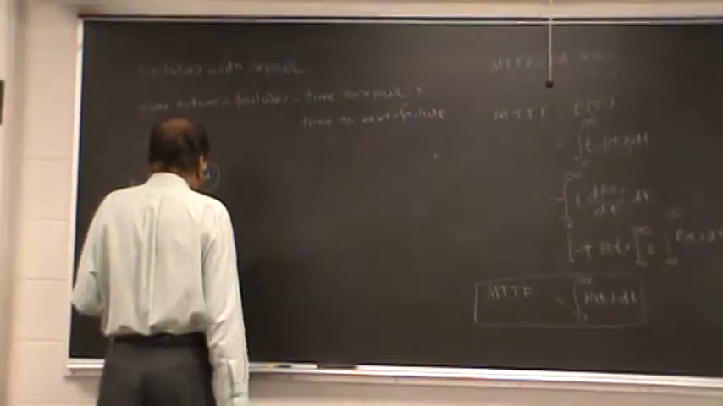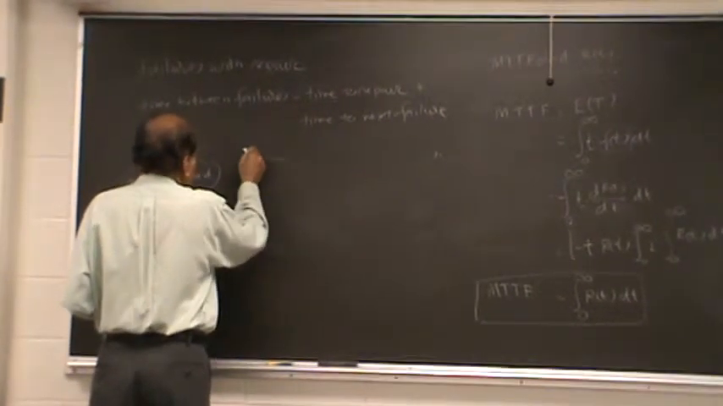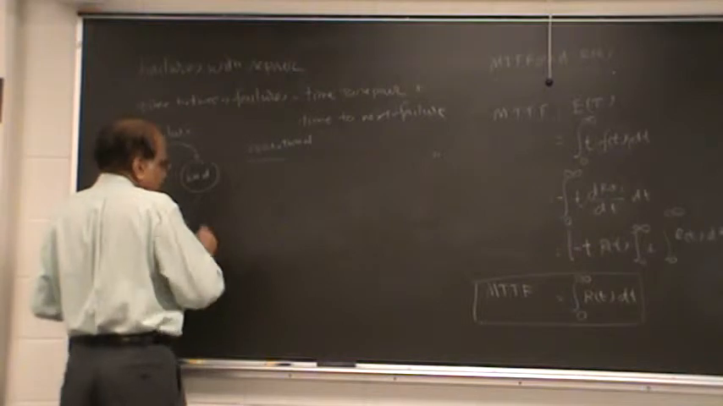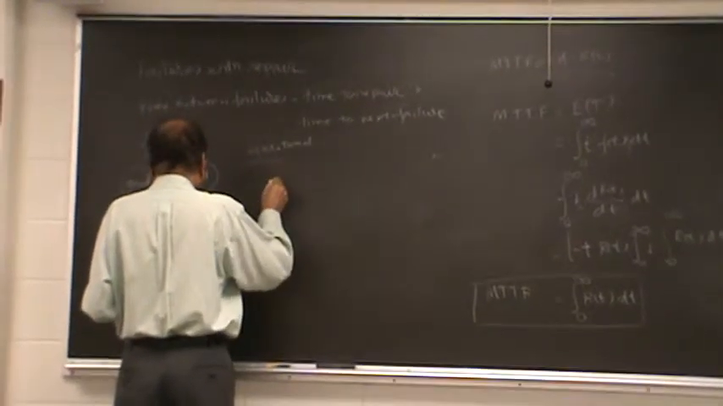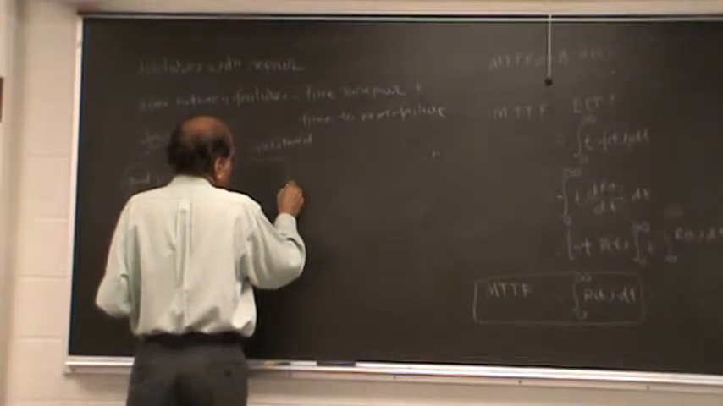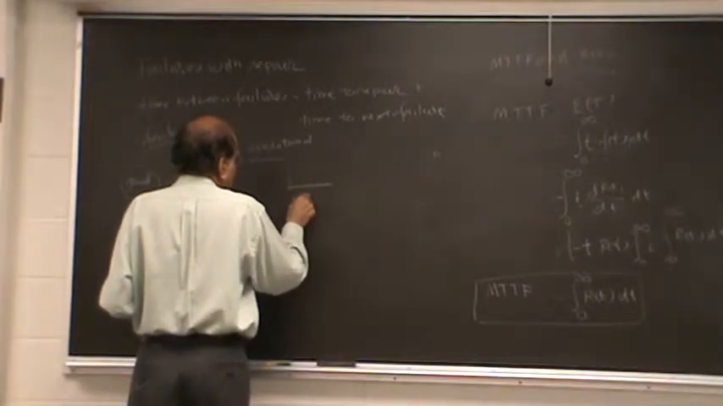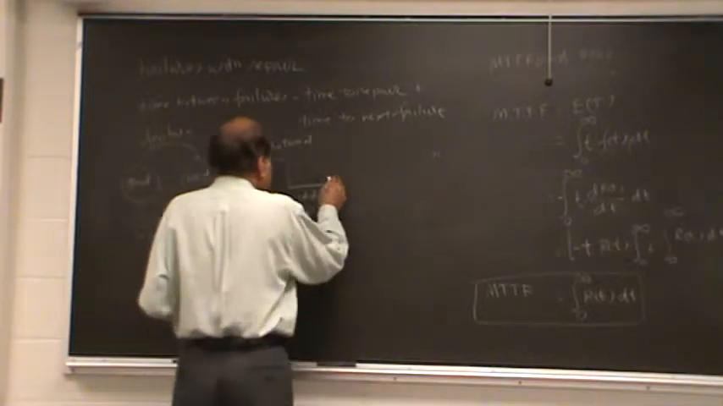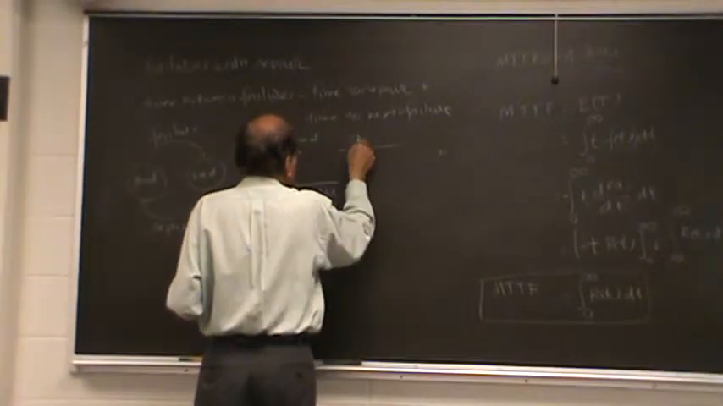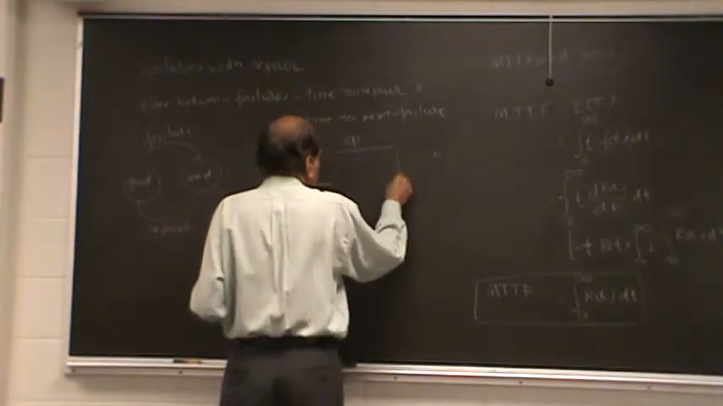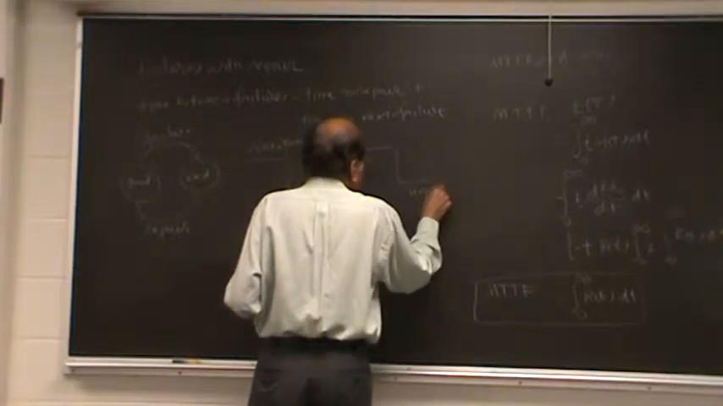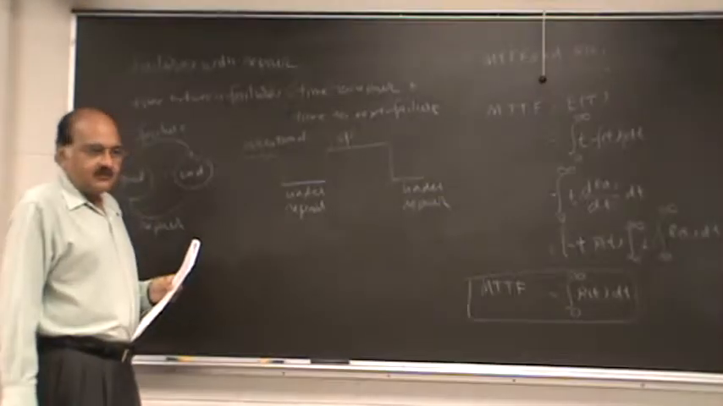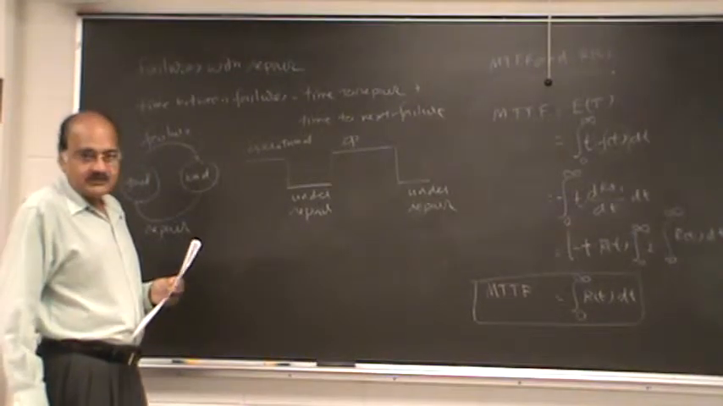So if you could make a time diagram here, let's say here is operational. And this is time. And then it could go down, and let's assume here it is under repair. And then it is operational. And then it is under repair. Under repair means your car is being repaired, that means it's not available.